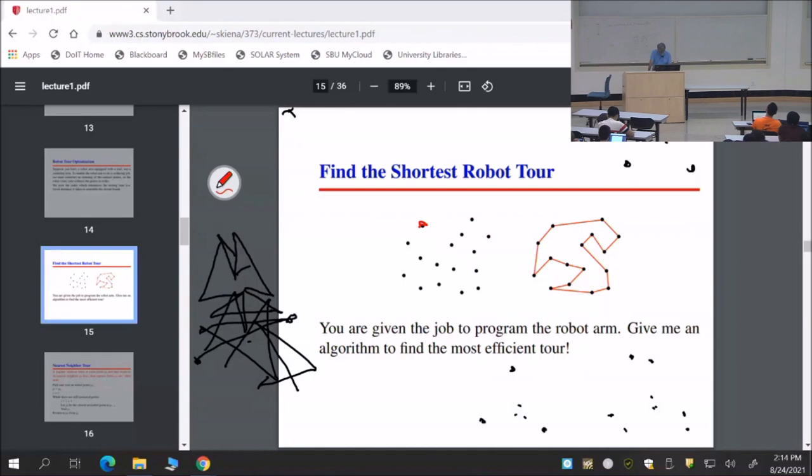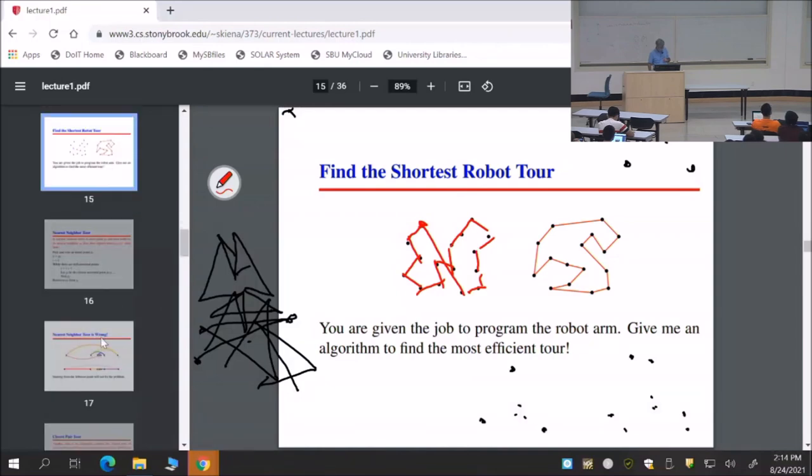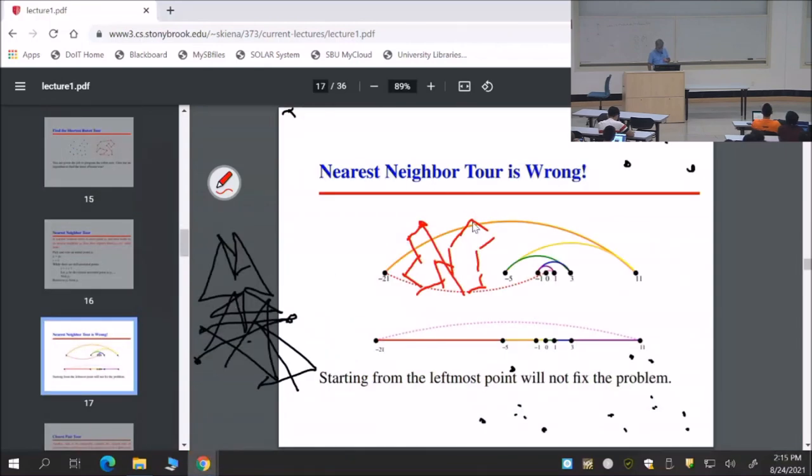Here, I would find the closest neighbor, and the closest neighbor, and the closest neighbor, and so on. You see what I'm doing here? Constantly finding the closest neighbor and then going there. Okay? Is this algorithm correct? Well, it's going to find me a tour, but it is not necessarily going to find me the shortest tour.